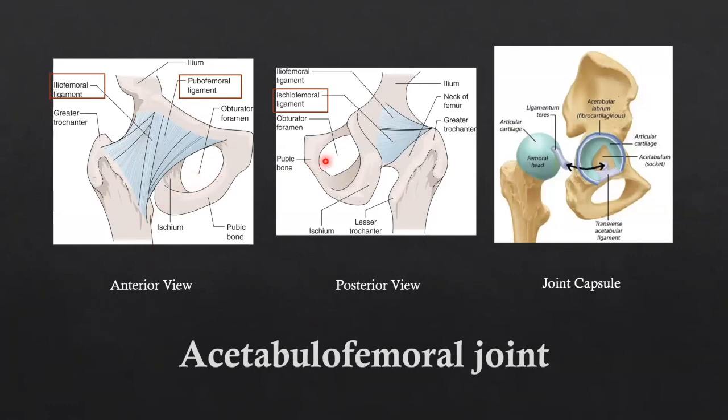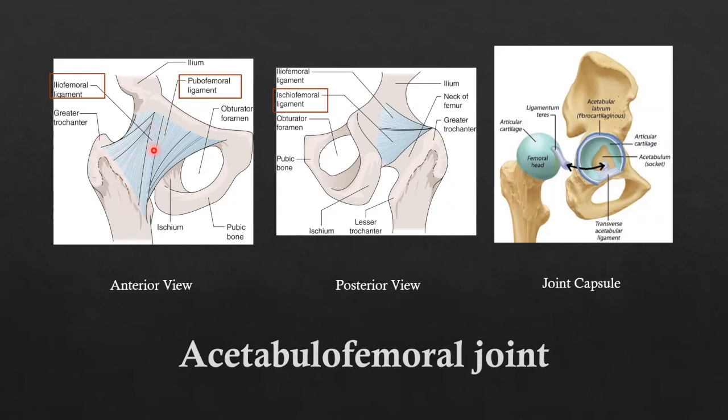Here we have images depicting the acetabulo-femoral joint, and I've identified the three main ligaments of note: the iliofemoral ligament, the pubofemoral ligament, and the ischiofemoral ligament. By the name, you know that each of these ligaments connects each of these specific regions of the pelvis to the femoral bone. You also notice that the insertion points of these ligaments are on the intertrochanteric line of the femur.